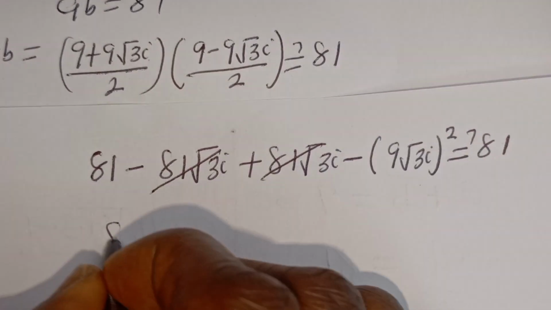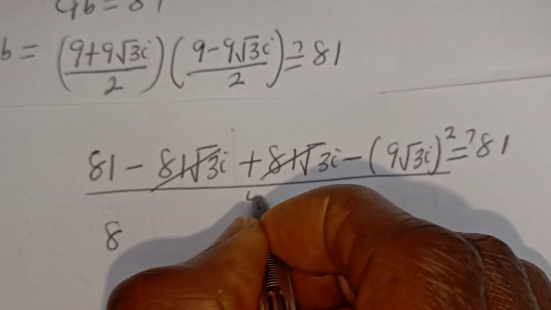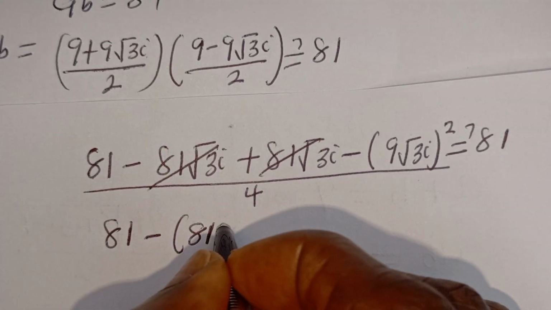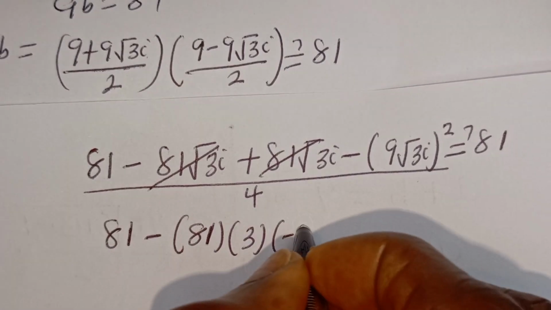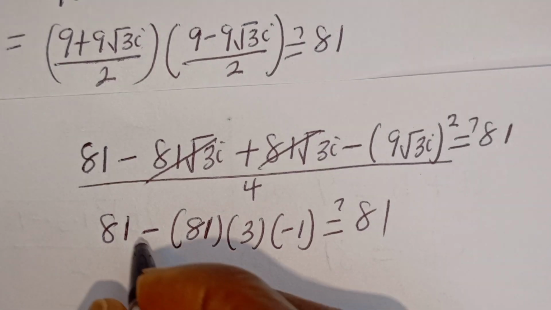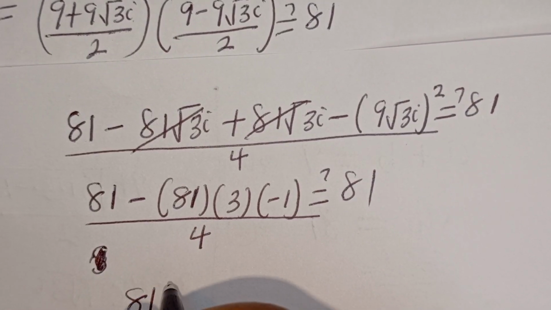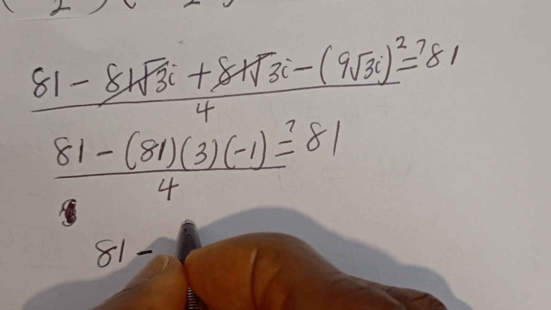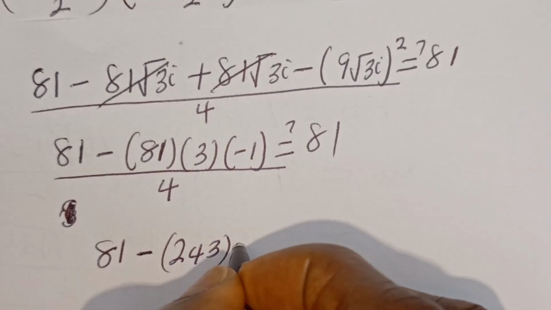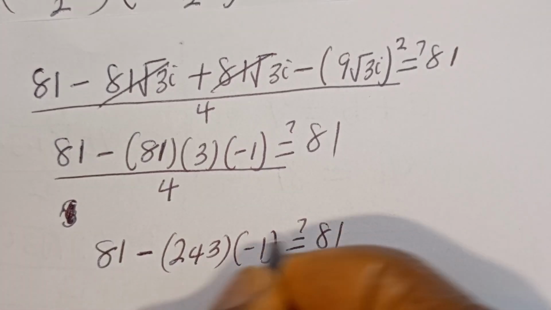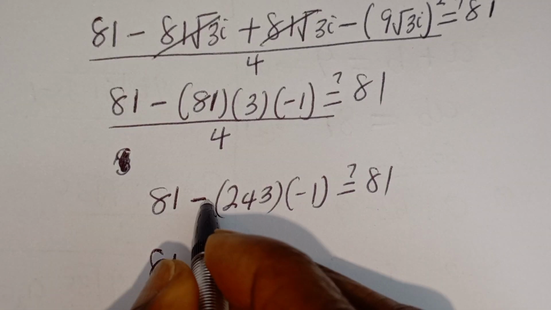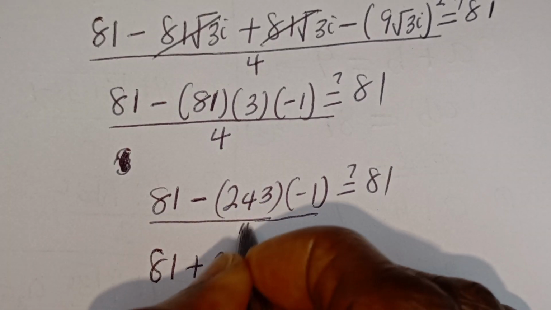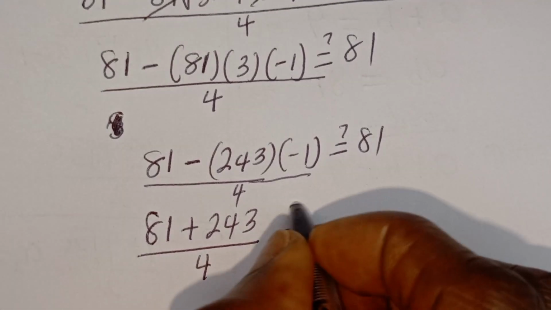Now this will cancel this. Everything divided by 2 multiplied by 2, that is 4. We have 81 minus bracket here is 81 multiplied by 3 multiplied by minus 1 must be equal to 81. Then we have 81 minus 81 times 3, that is 243, multiplied by minus 1 must be equal to 81. Then we have 81 minus 243 multiplied by minus 1, that is plus 243, divided by 4 must be equal to 81.